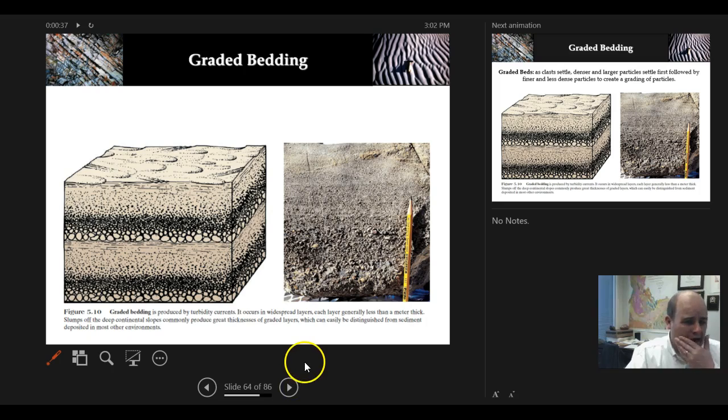Another thing that we can see is what we call graded bedding. If we have a big flood and it has lots of sediment in it, then what's going to fall down to the bottom first? Well, the big stuff.